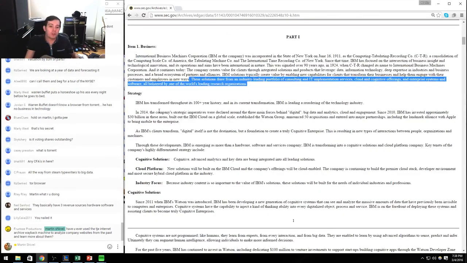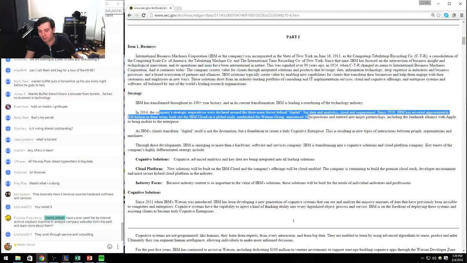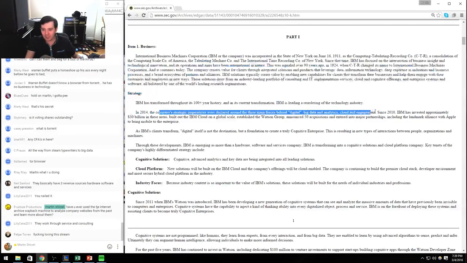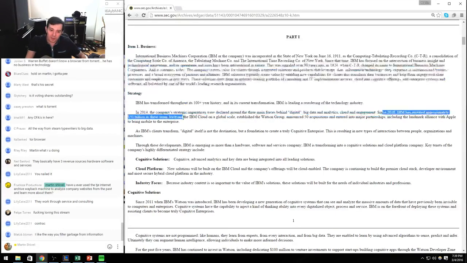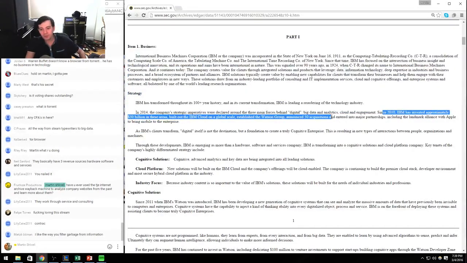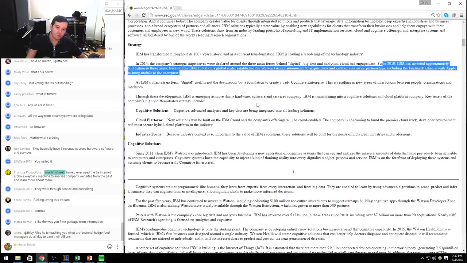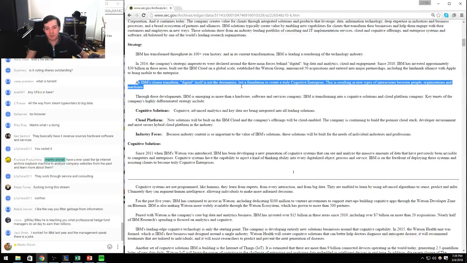In 2014, the company's strategic imperatives were declared around the three main forces behind quote-unquote digital: big data and analytics, cloud, and engagement. Not sure I understand what that means exactly. Since 2010, IBM has invested $30 billion, built out the IBM Cloud on a global scale, established the Watson Group, announced 50 acquisitions, including the landmark alliance with Apple to bring mobile to the enterprise. Okay. As IBM's clients transform, digital itself is not the destination, but a foundation to create a truly cognitive enterprise.